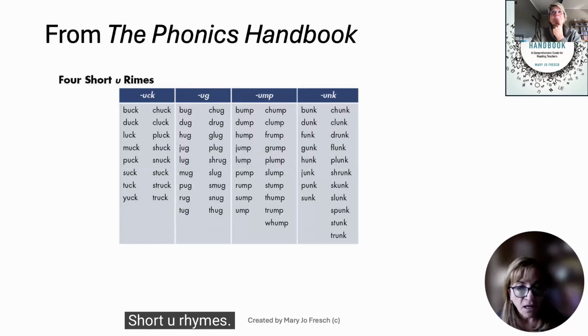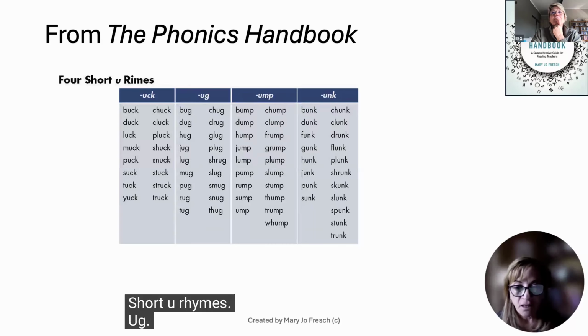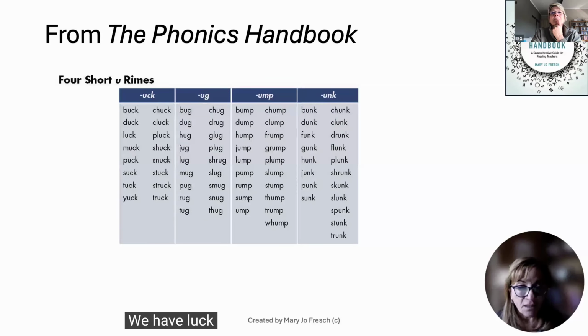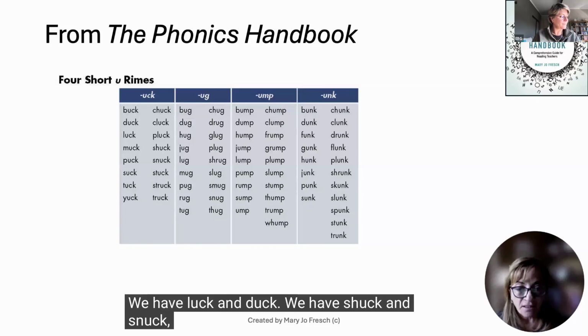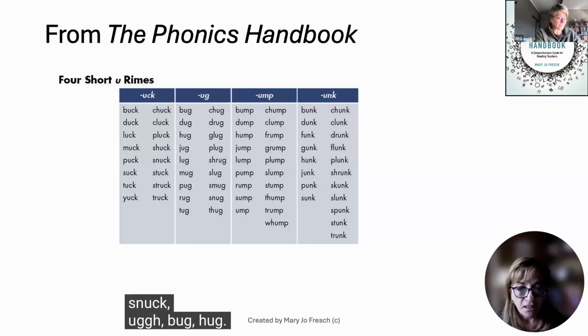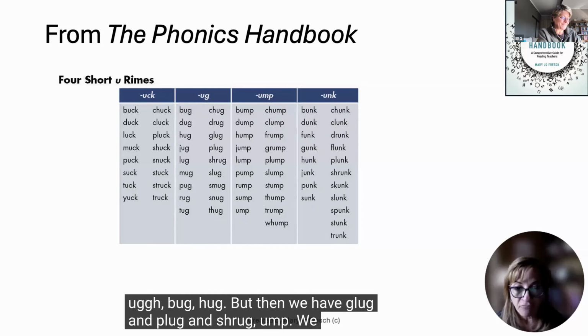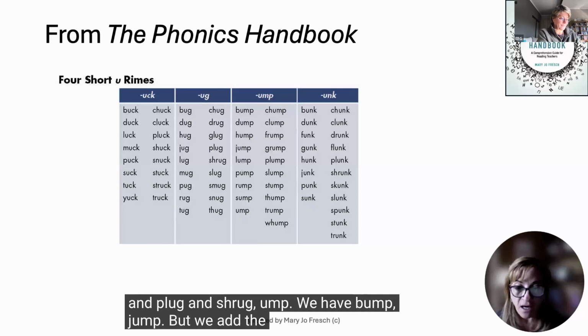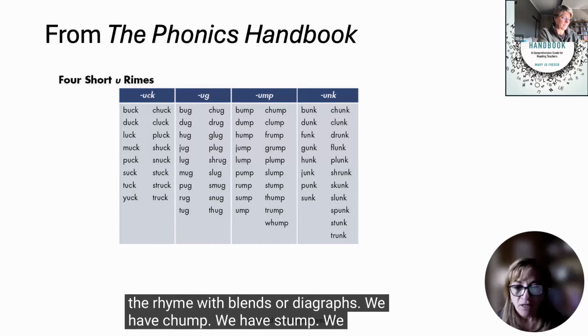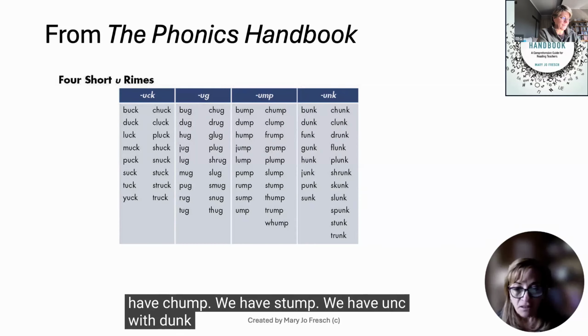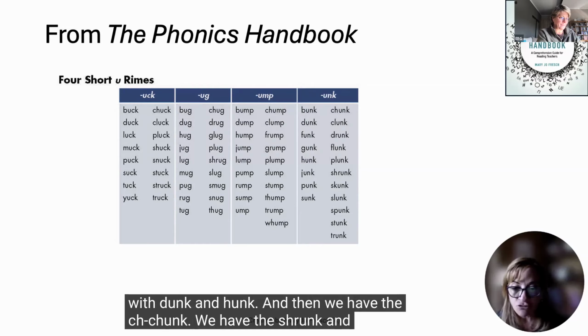Short U rhymes, uck, ug, ump, unk. We have luck and duck. We have shuck and snuck. Ug, bug, hug. But then we have glug and plug and shrug. We have bump, jump, but we add the onsets to the rhyme with blends or digraphs. We have chump, we have stump, we have unk with dunk and hunk, and then we have chunk, we have shrunk and trunk.